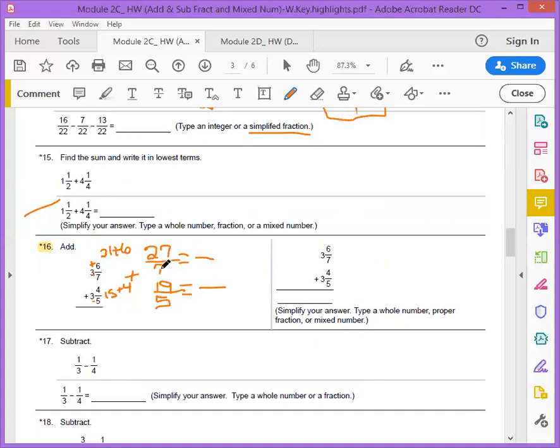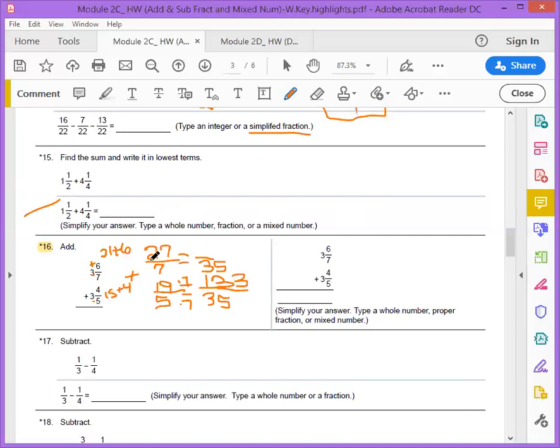So we're looking for the least common multiple, the LCM, between 7 and 5. Now, the least common multiple between 7 and 5 is going to be 35. So we'll rewrite both of these fractions so that we have 35 in the denominator. Now, looking at the bottom fraction, what do we multiply 5 by to get 35? We had to multiply by 7, so we also must multiply our numerator. 19 times 7, that'll give us 133.